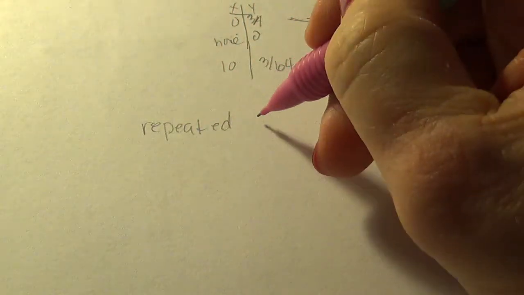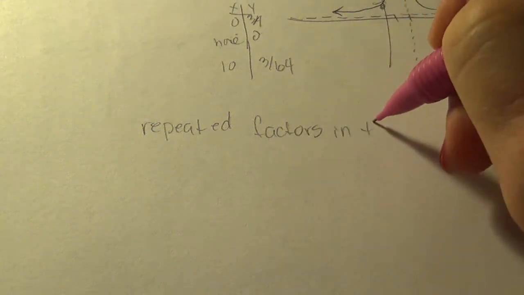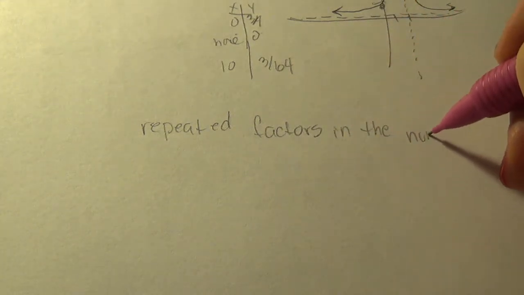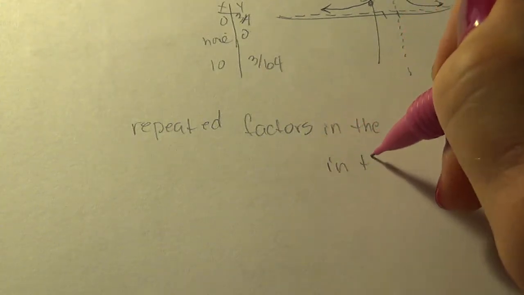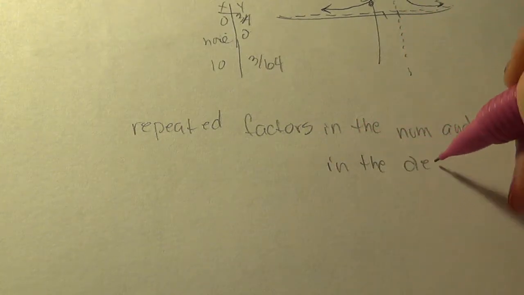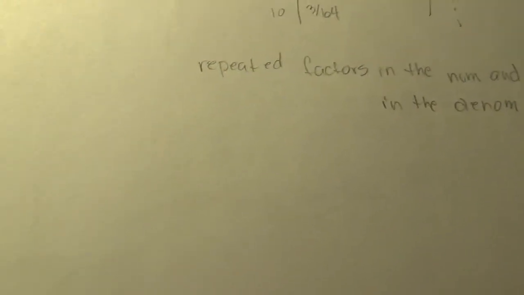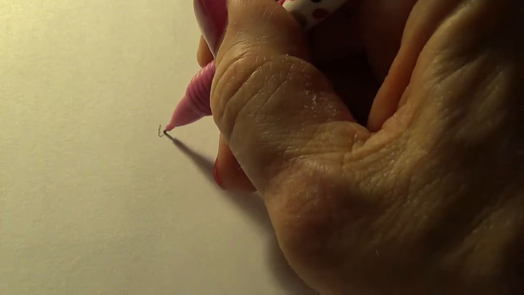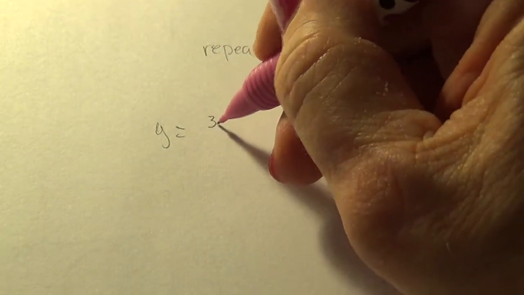Repeated factors in the numerator and denominator. Has that been bothering you? All right, that's a complication. Let me show you what I mean. And that'll be our last case one. That's all the complications I can think of.